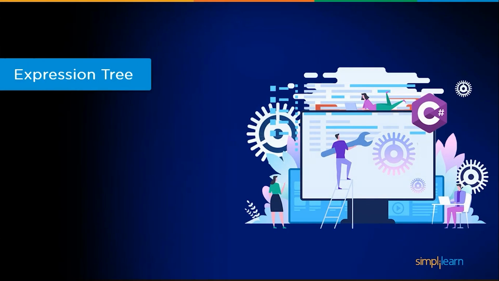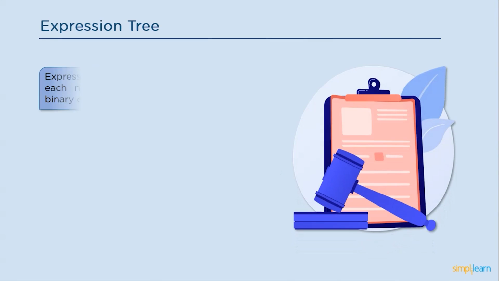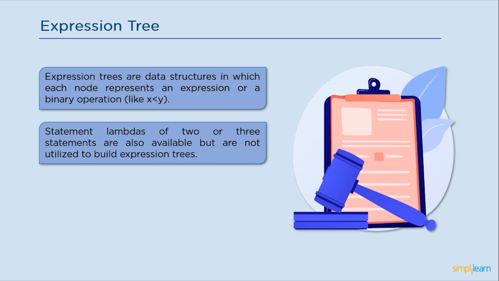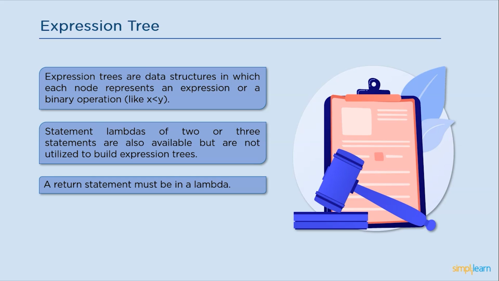Now let's have a look at the expression tree. Lambda expressions are often utilized in expression tree development. An expression tree distributes the code in data structures like a tree, with each node being an expression such as method call or a binary operation such as x less than y. Statement lambdas, which consist of 2 or 3 statements, are also available but are not employed in the creation of expression tree. A return statement must be expressed in a lambda statement.